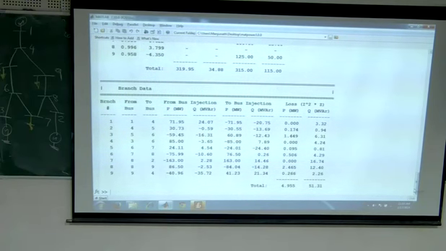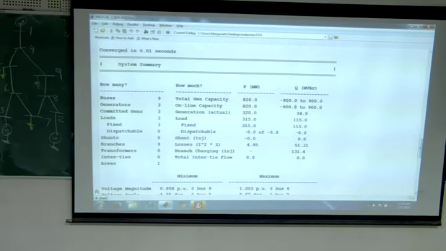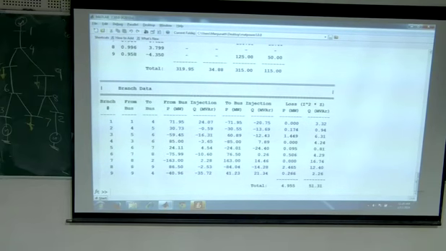So what are the results? We go up. This is just statistics: 9 buses are there, 3 generators are there, 3 loads are there. All this is just about that. The interesting part of the result is here.